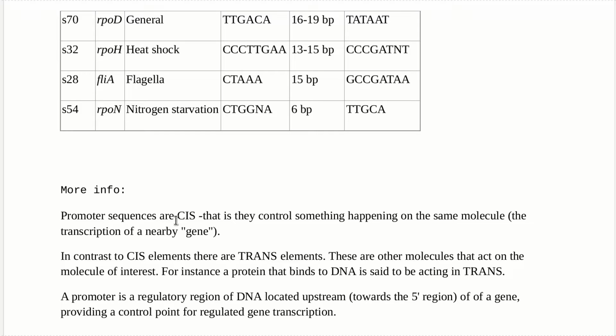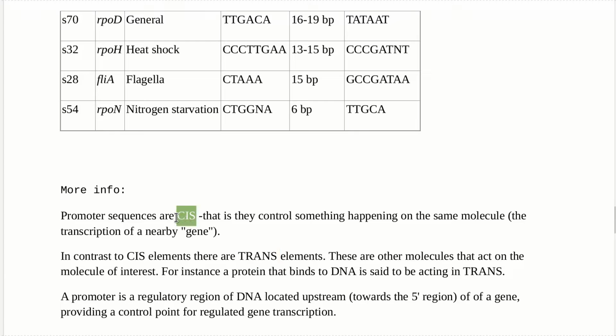Cis is the sequence that's on the DNA. In other words, when something is actually on the thing that it's controlling, then we call it cis. It's on the same sequence. So a TATA box is cis to your gene. The RNA polymerase is trans. These are molecules that act on the molecule. So the thing that attaches to the TATA box, which is RNA polymerase, is a trans element. It is a protein that has to come in and do something to the DNA.